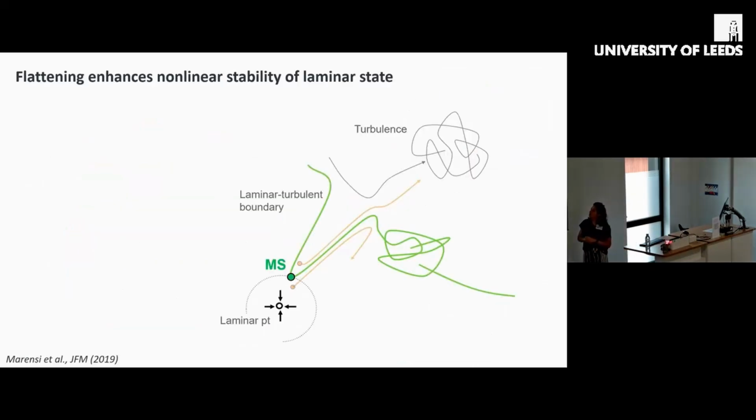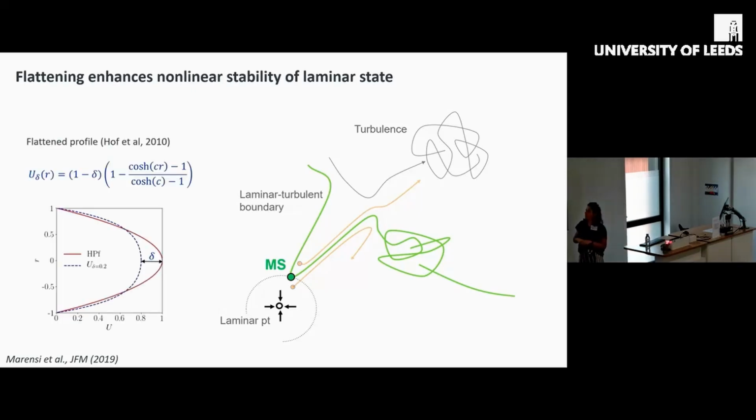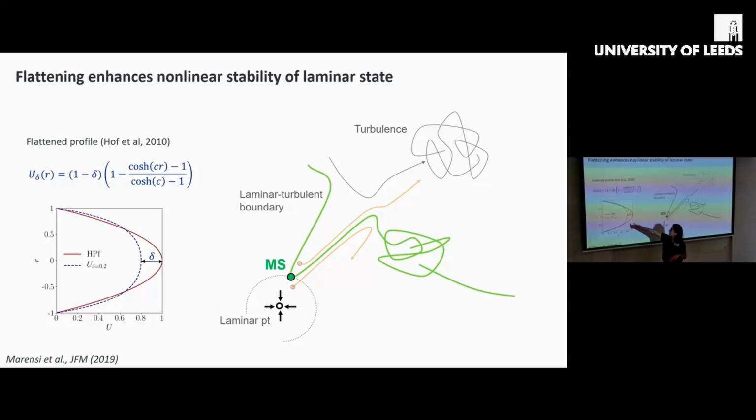And we also looked at the effect of flattening the profile to the minimal seed for transition. So remember, this is the smallest disturbance that can just trigger turbulence. So we basically conducted that nonlinear optimization problem. We solved it with this flattened laminar profile, where this delta is the difference from the Hagen-Poiseuille parabolic solution.